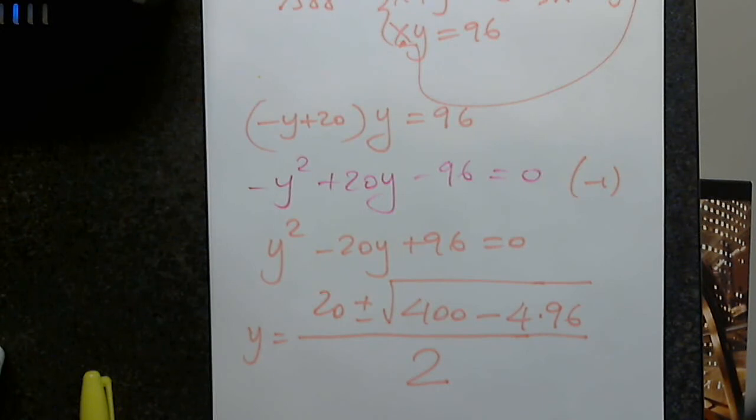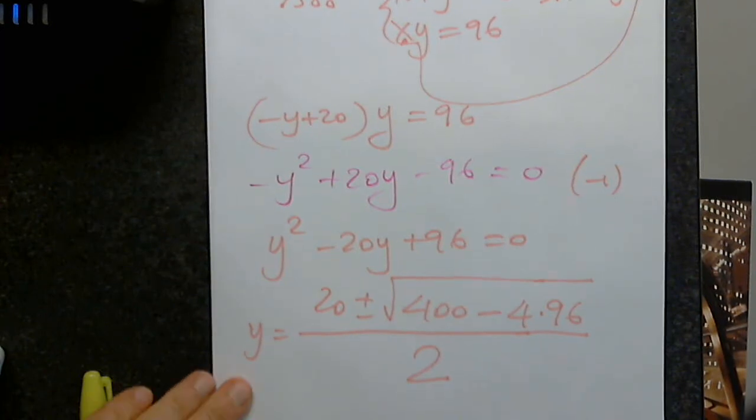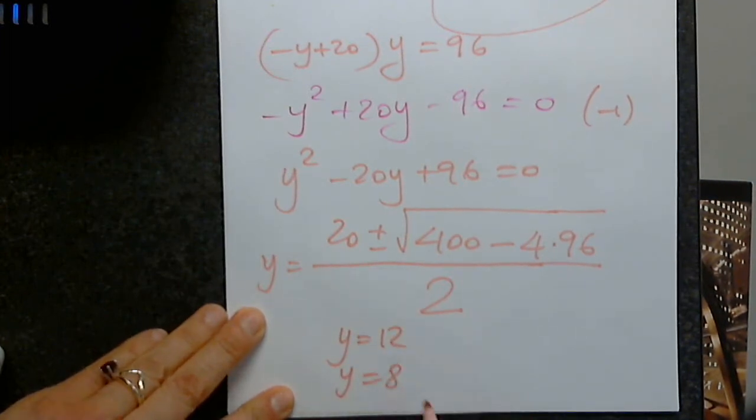So 20, if you don't want to give me the answer, I will find it. The square root of 400 minus 4 times 96. Close the parenthesis. Close the parenthesis outside. And divide by 2. Okay, I got 12. And then the other one, minus. The other one is 8. Good. So I got y equals 12 and y equals 8.